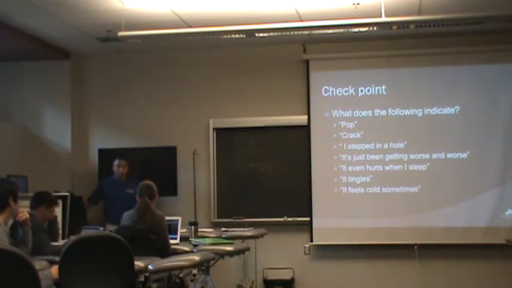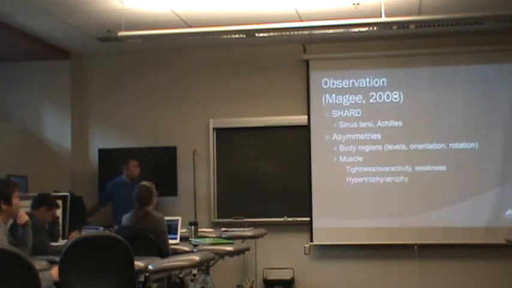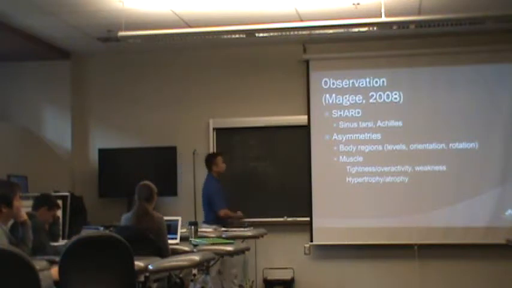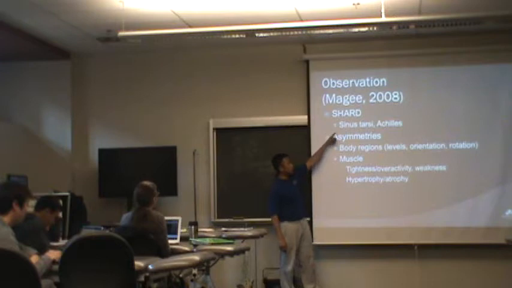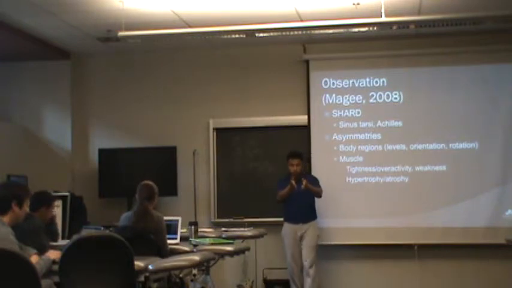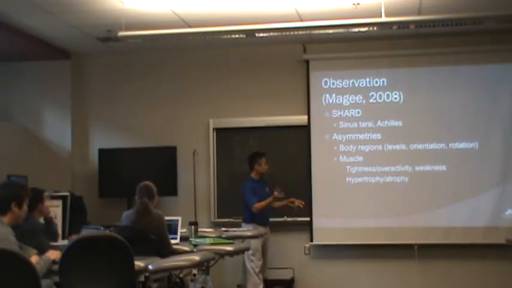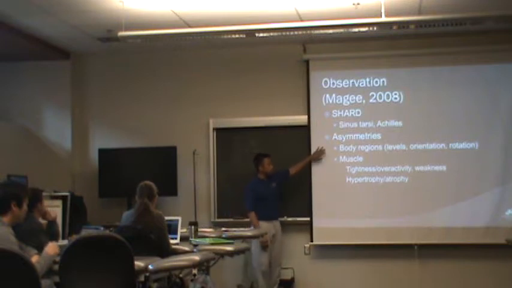Okay, any questions about that? Okay, we'll move into observation. So we're looking for shard. Places where you'll see swelling, redness, discoloration, and all that. Sinus tarsi and Achilles, on either side of the Achilles. Okay, we'll take a look at this. We'll assess each other today. Asymmetries in the body region.